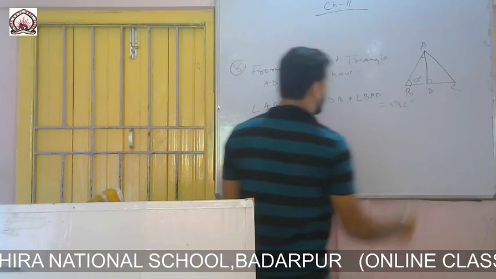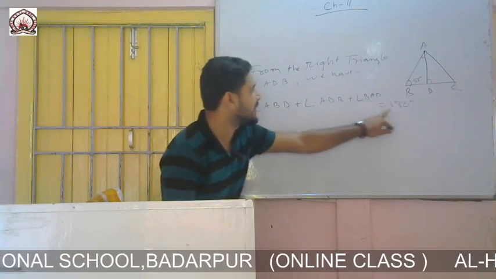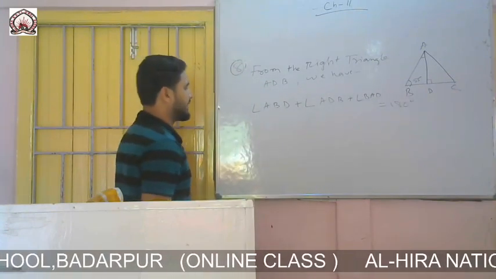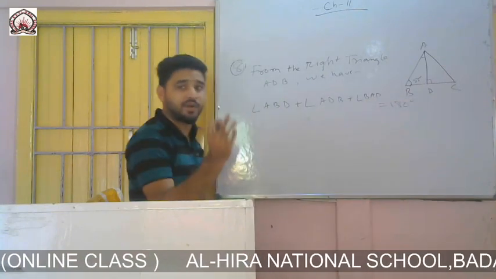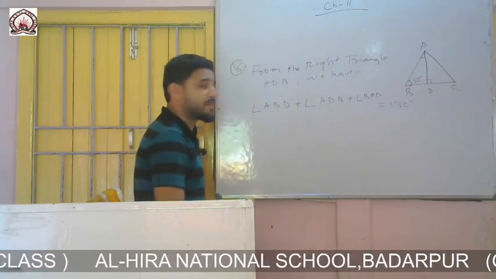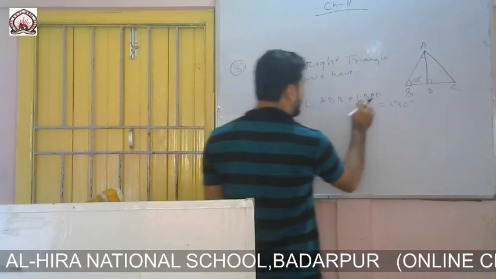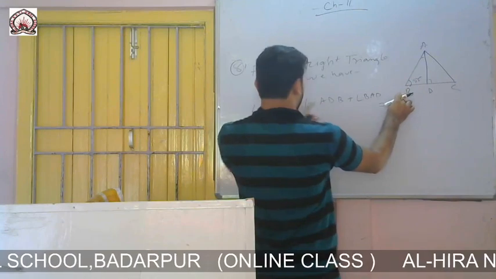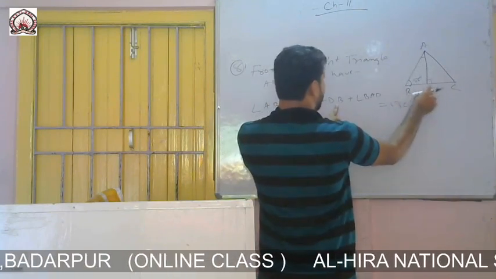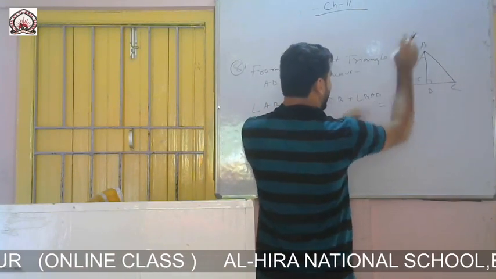180 degree. How? You see, if I add the three angles, then we will get 180 degree. It is by the angle sum property of a triangle. So ABD plus ADB plus BAD equals 180 degree. ABD means this angle, ADB means this angle, and BAD means this angle.